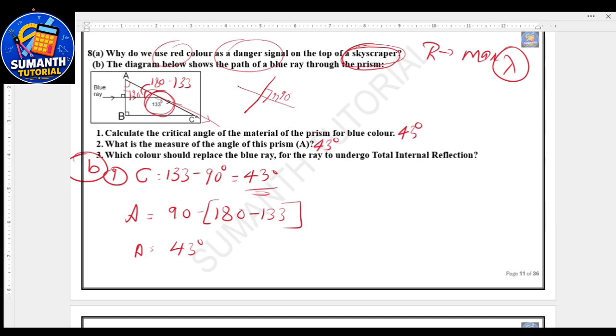So we know we've got, here you can write violet or indigo. Violet or indigo should replace so that we can see the ray of light undergo total internal reflection. So here, very important question.